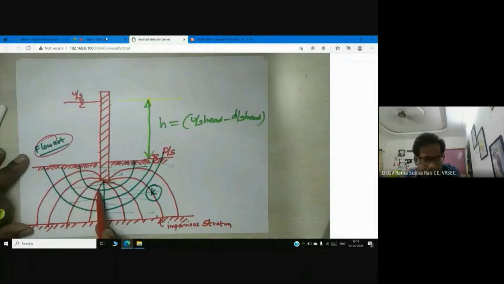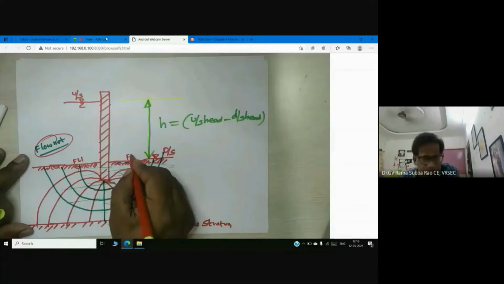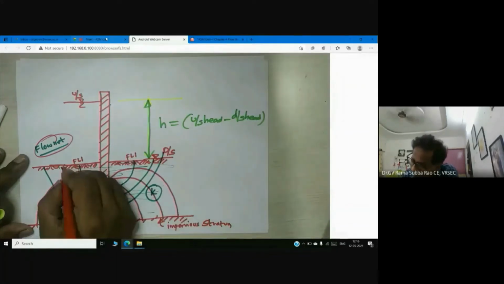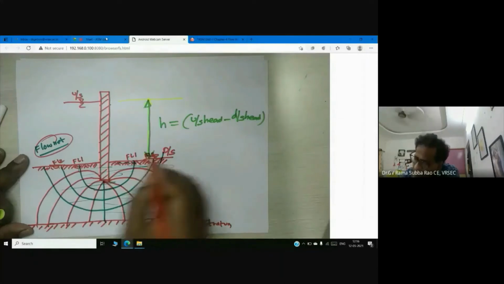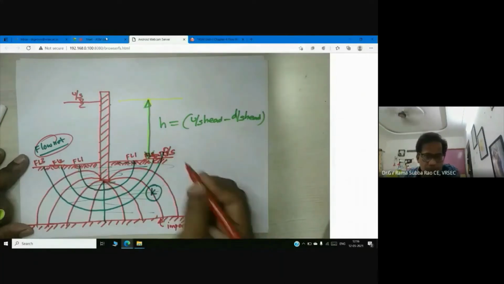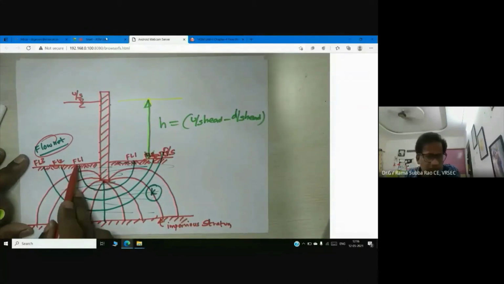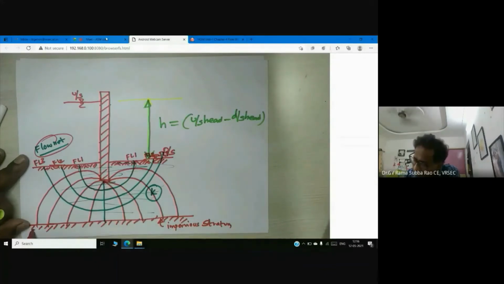If you see my flow line, here you can see FL1, flow line 1. What about this one? FL2. Now someone can ask me about FL3. So here these are the streamlines. I have 3 streamlines. Okay. So now let me discuss EL1.